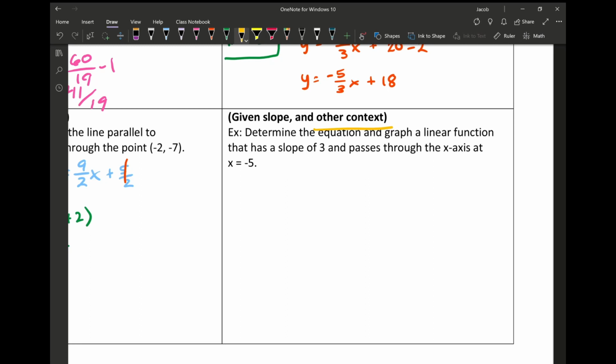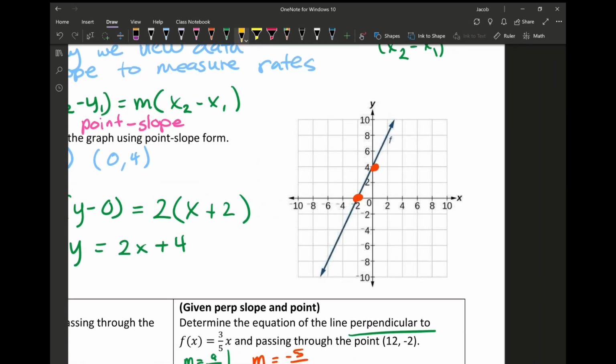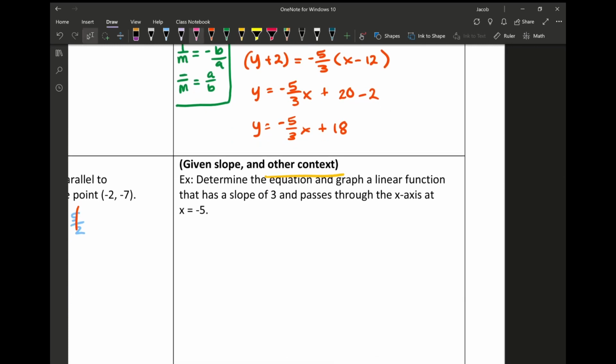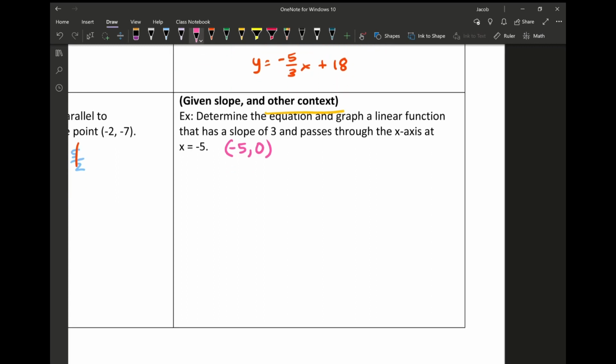So here, this line passes through the x-axis at x equals -5. So you have to know what that means, right? What is the point that this line goes through if it passes through the x-axis at x equals -5? Well, on the x-axis, y is 0, right? So we know that the point this is talking about, when it says x equals -5 and it passes through the x-axis, is the point -5, 0. So we actually have everything we need. So we're actually not going to graph this one.